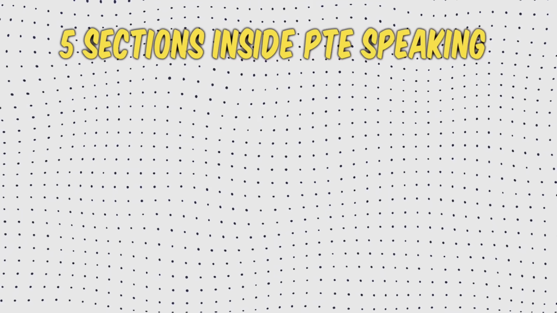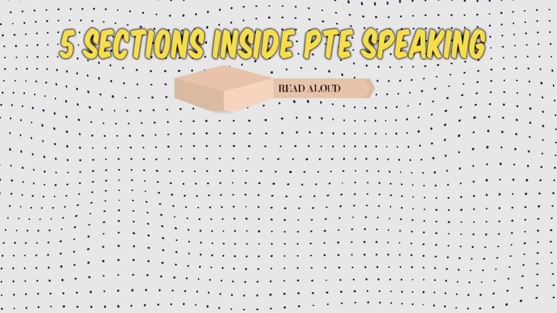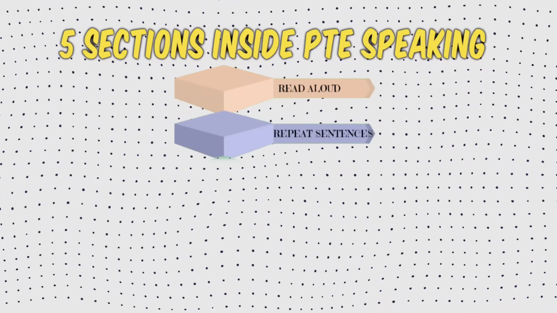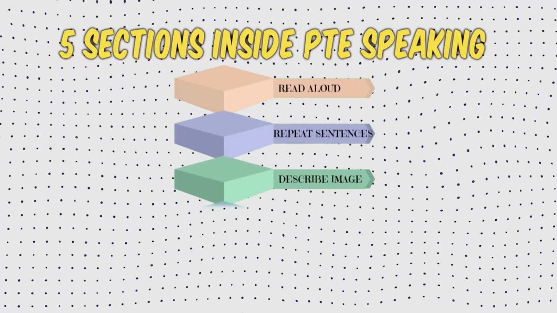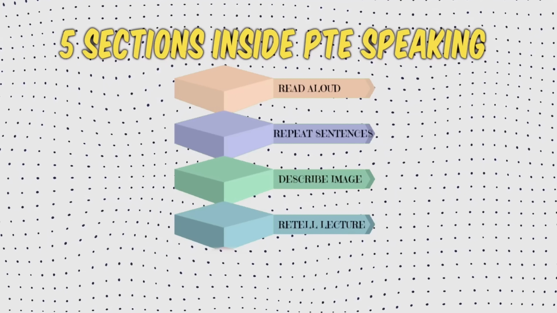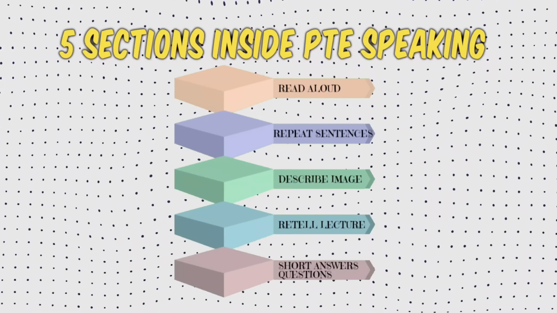There are 5 sections inside the PT speaking. The number 1 being read aloud. The number 2 being repeat sentence. Number 3 being describe image. Number 4 being retell lecture. Number 5 being answer short question. So now we'll talk about the read aloud.